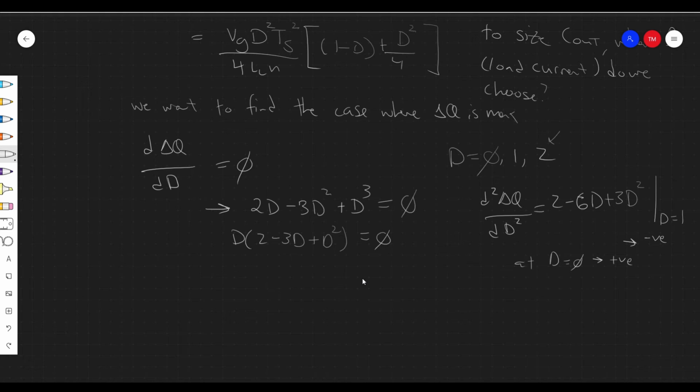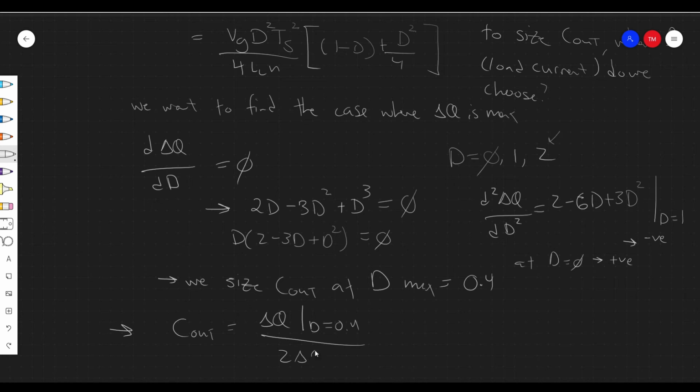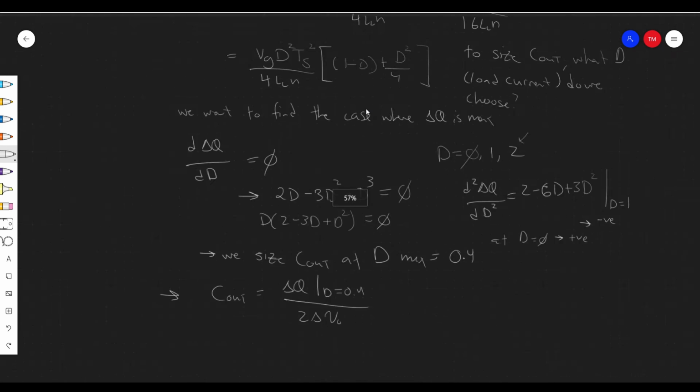For this particular case, it's not always the case. For this particular case, we size C out at D max. In this case, our D max is 0.4, right? We decided that beforehand. So we're going to choose D equals 0.4. We're going to plug it in here to find C out. So therefore, C out is going to be equal to delta Q evaluated at D equals 0.4 over 2 delta V out.